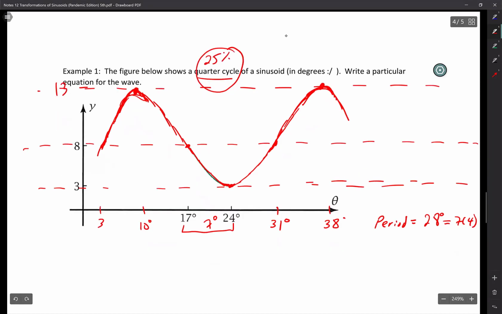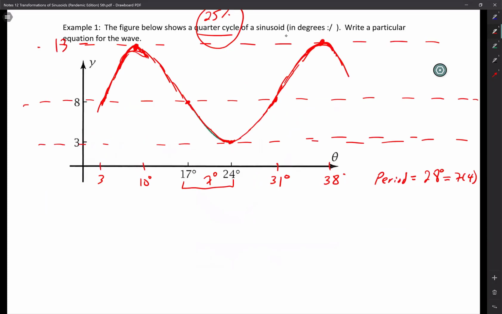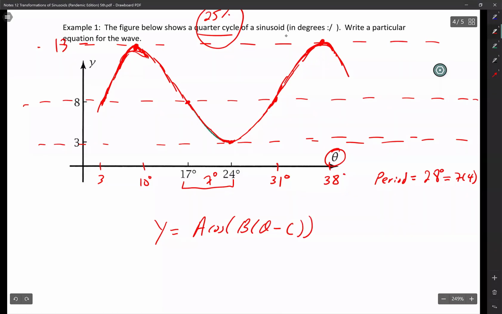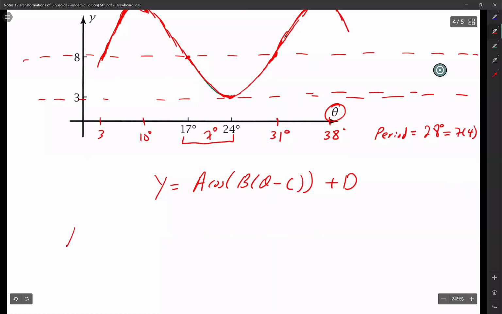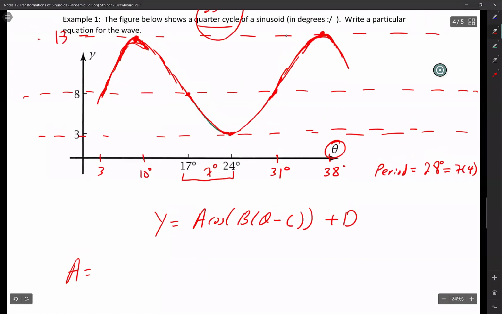All right, let's write some stuff. It wants a particular equation. What do you guys want to use, cosine or sine? Cosine? All right, cosine. They told me cosine. I would put an x, but they're using theta, so we're going to use theta. All right, the amplitude. What's the amplitude, guys? The difference between 8 and 3. You could also do the difference between 13 and 8. It's the same.